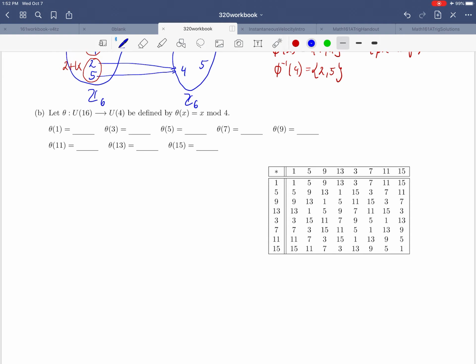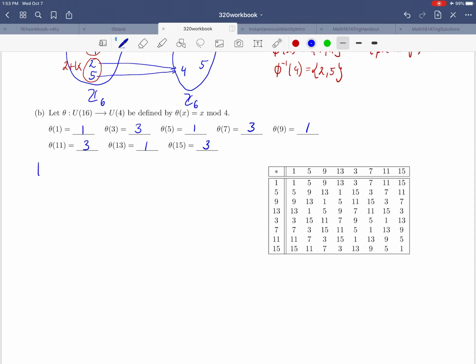So theta of 1 is 1. Theta of 3 is 3. Theta of 5 mod 4, that's 1 again. Theta of 7 is 7 mod 4, that's 3. Theta of 9 is 9 mod 4, that's 1 again. Theta of 11 is 3. Theta of 13 is 1. Theta of 15 is 3. So we only have two things that we are hitting, 1 and 3.